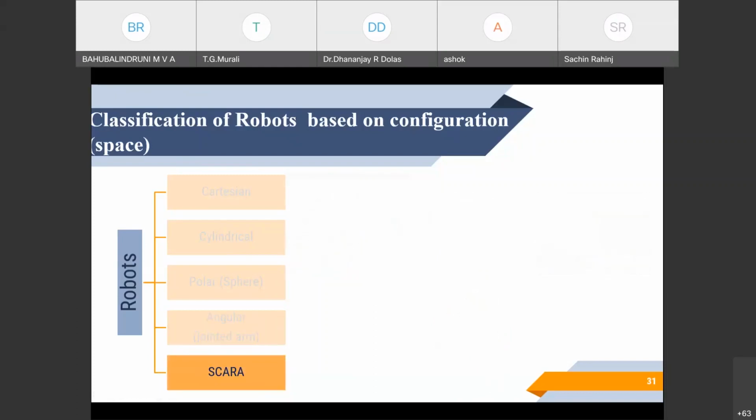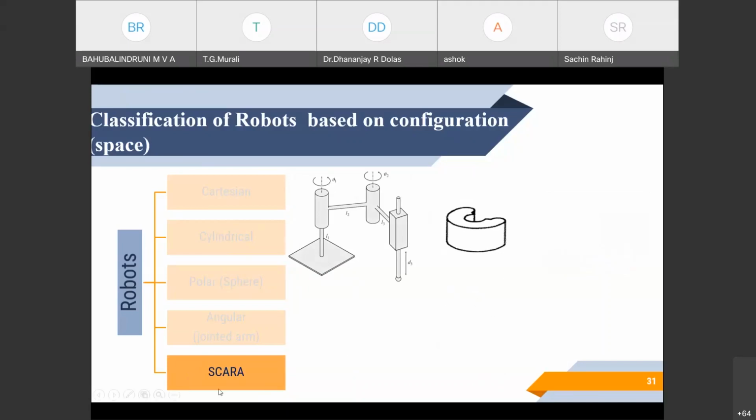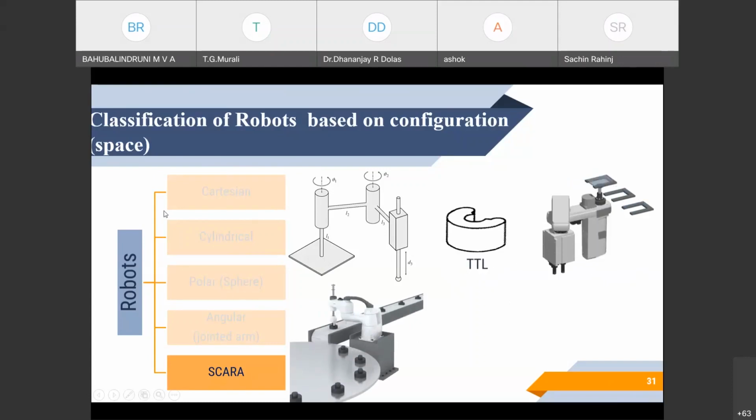And the final is the SCARA robot, which is specifically designed for assembly operations. SCARA stands for Selective Compliance Assembly Robotic Arm, which generally does simple insertions, the peg and hole assembly operations, which can be done by these SCARA robots. So the SCARA robot has TTL, where two twisting joints move within the space, and L is the linear one to pick the object or to place the object. So this is the classification of robots based on the space.